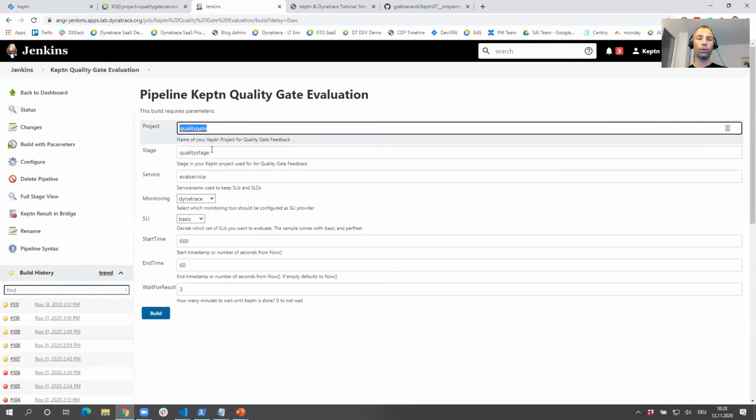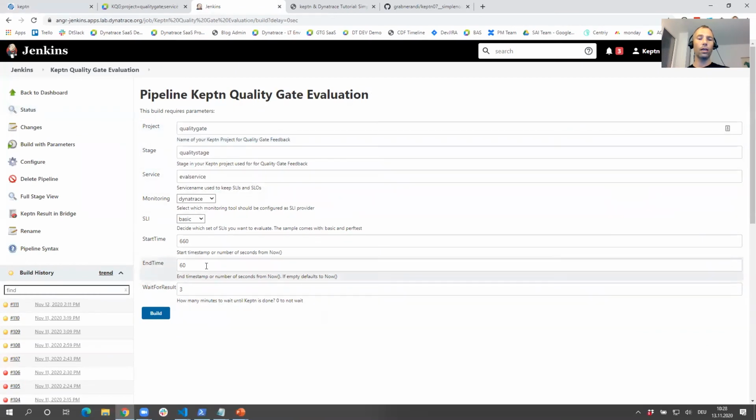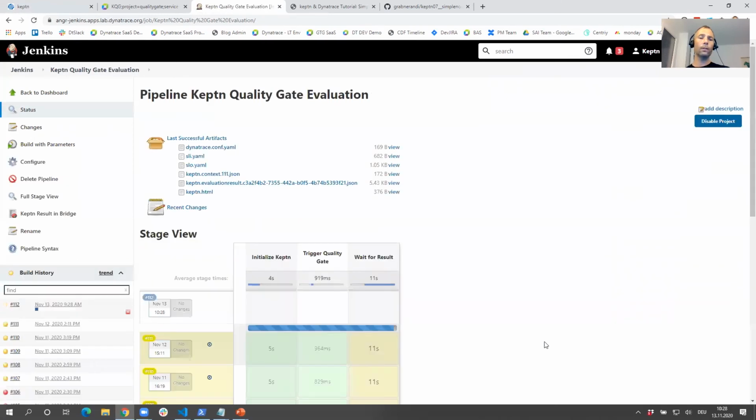Keptn is organized in projects, stages, and services. And here I can specify a time frame. So I just run that build. Now Jenkins makes an API call to Keptn and says, Keptn, you know all the configuration already. I told you what I'm interested in, but now you do it for a particular time frame.